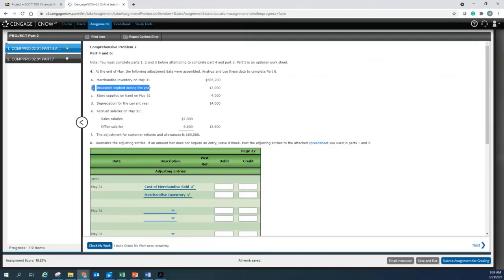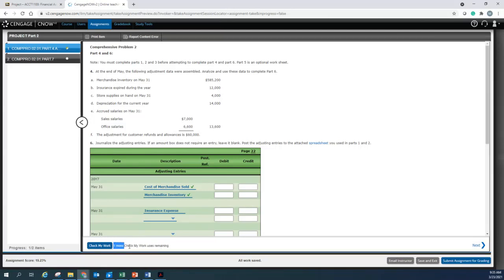Insurance expired during the year in B, okay? It expired. What does expire mean? It means that we had consumed it. And when we consume something, that should click to you that it's an expense. So it's going to be insurance expense and an asset account decreased, okay? One of these accounts decreased. By how much? 12,000. Andrew says it's cash. Is it cash? No, it's not cash, Andrew.